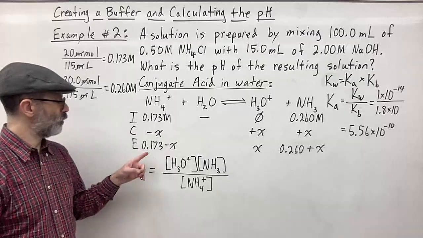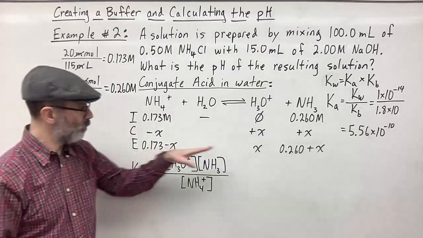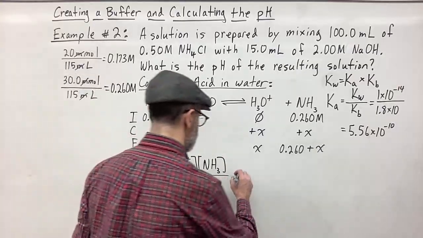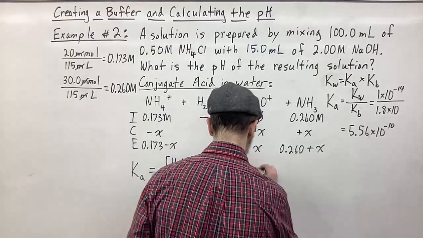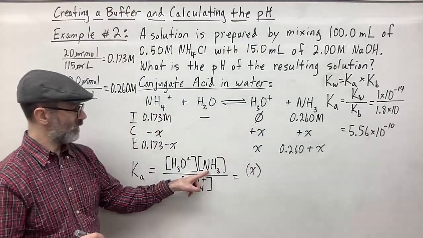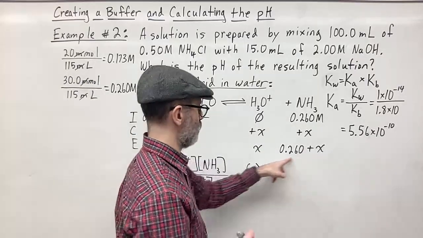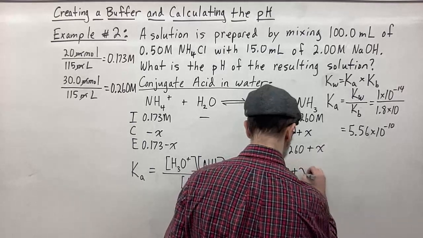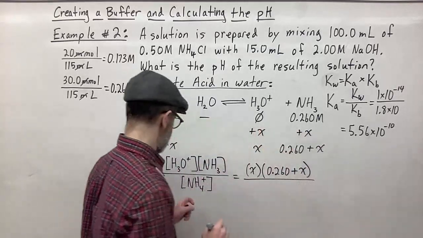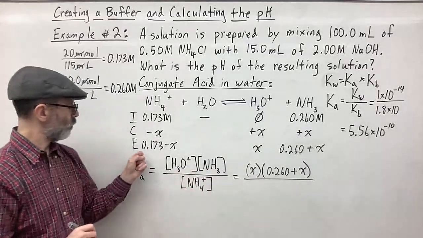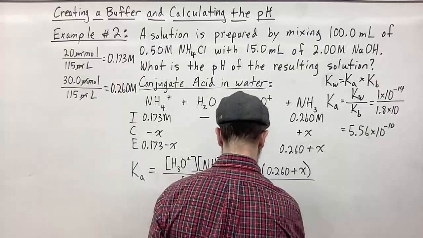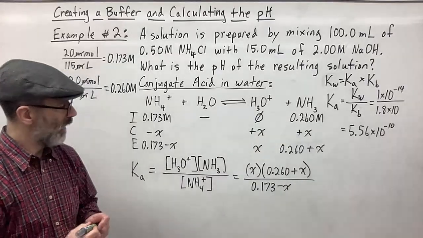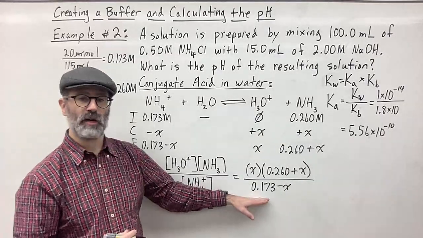Excellent. So now all we have to do is substitute or put in these expressions. So this is going to be equal to x multiplied by the concentration of NH3, which is this expression here. So it's going to be 0.260 plus x divided by the expression for the concentration of ammonium, which is this right here. So we're just going to put that in, 0.173 minus x. And so now we have our Ka expression in terms of x.